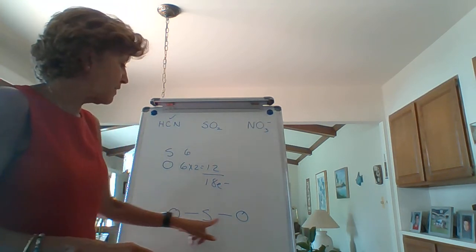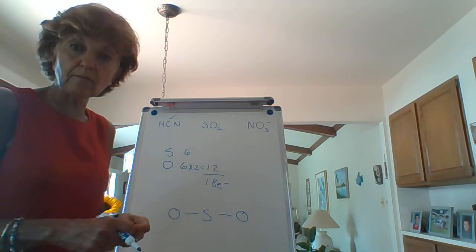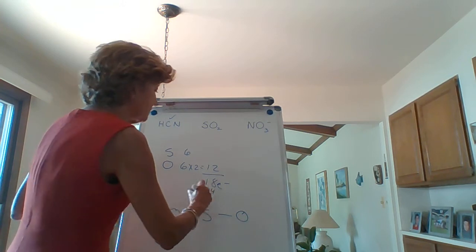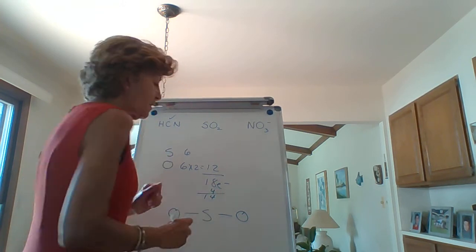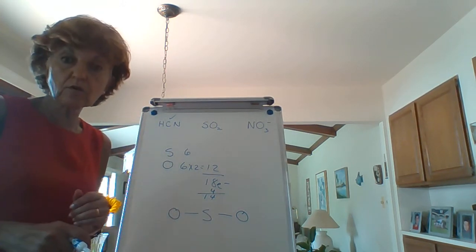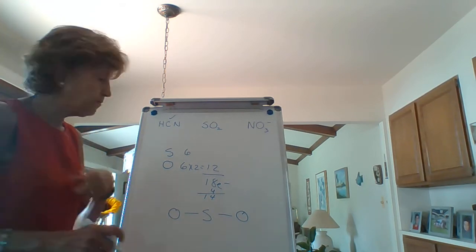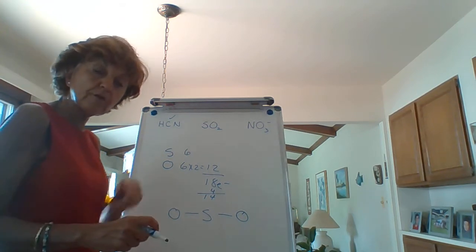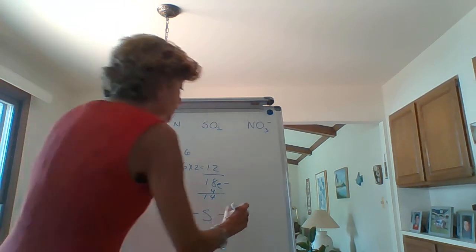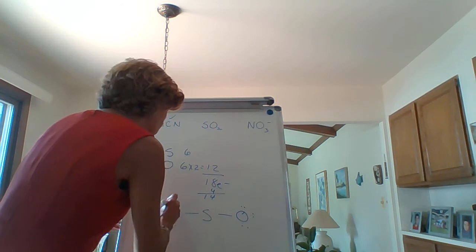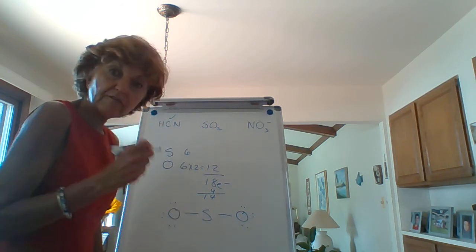Okay, so how many electrons did we just use up to make the bonds, the bonding? 2, 4, okay, 14 remaining. Where do I distribute those 14 remaining electrons? Around the periphery. And then anything left over, you put on the central atom. So 1, 2, 3, 4, 5, 6, 7, 8, 9, 10, 11, 12. I still have 13, 14.